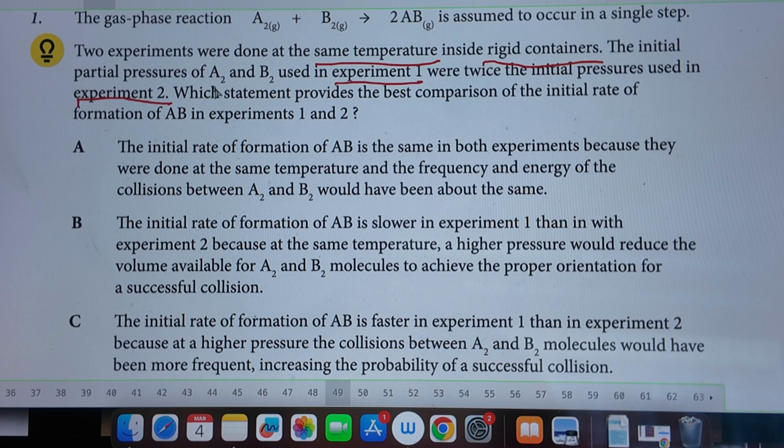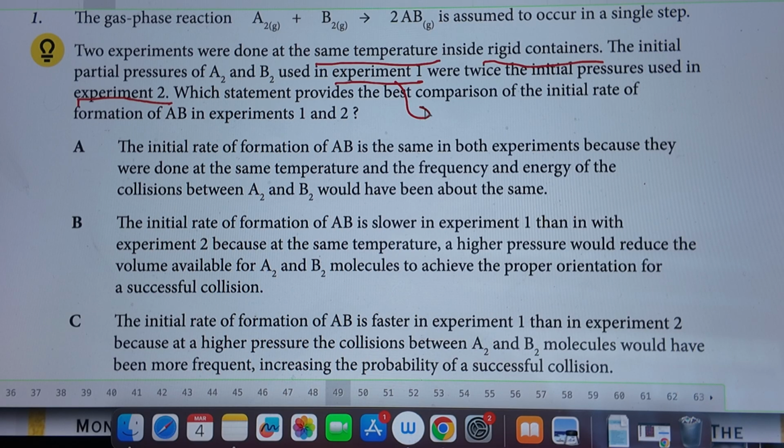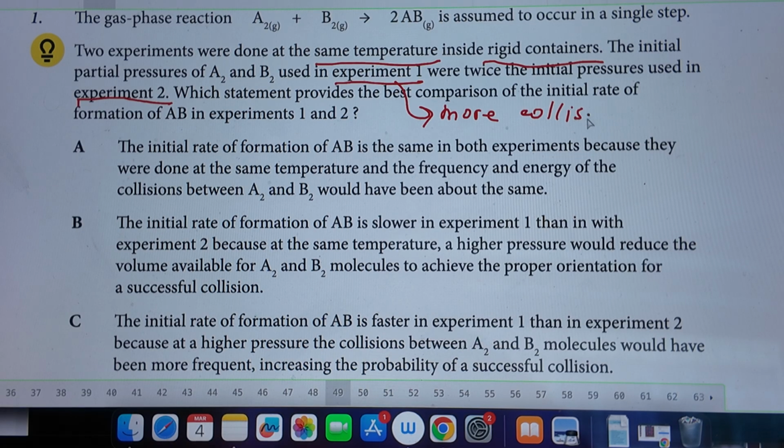Okay, so what do they mean by this higher partial pressure? So at constant temperature, a higher gas pressure means more gas particles would have been moving around, because they'll collide more if they're moving around more. Because experiment 1 has higher initial partial pressure, that means experiment 1 will have more collisions, because when the pressure is higher, they're more bumping into each other, right?